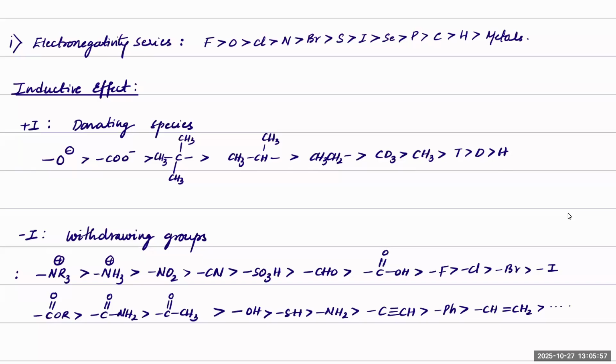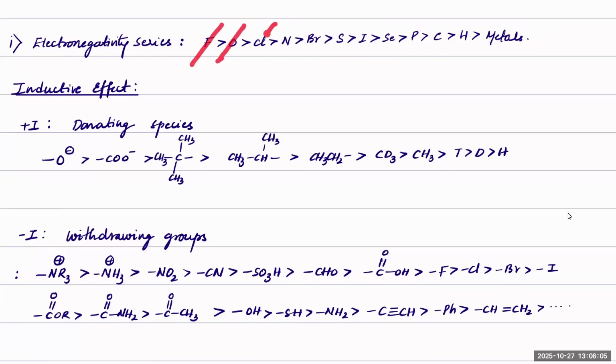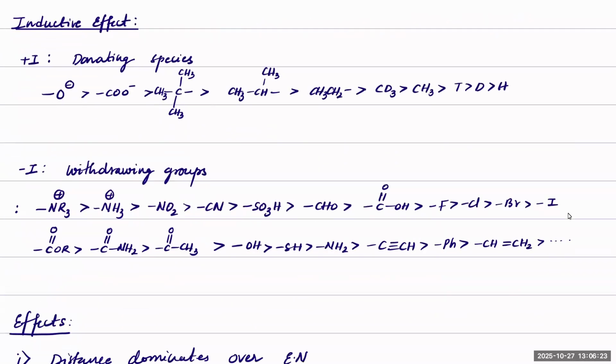See, the first thing we must know when we do GOC is the electronegative series, correct? Fluorine, oxygen, chlorine, nitrogen, bromine, sulfur, iodine, phosphorus, and then hydrogen. This sequence of elements is very important, okay? Because the majority of the properties depend on this electronegative series. Next, you will have various electronic effects, out of which the inductive effect is one.